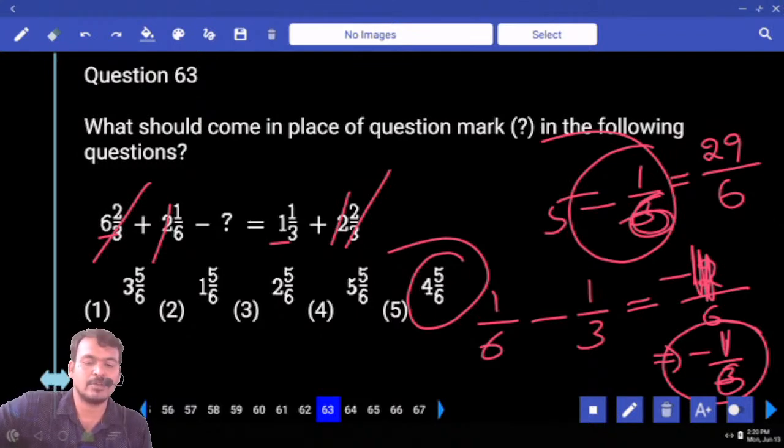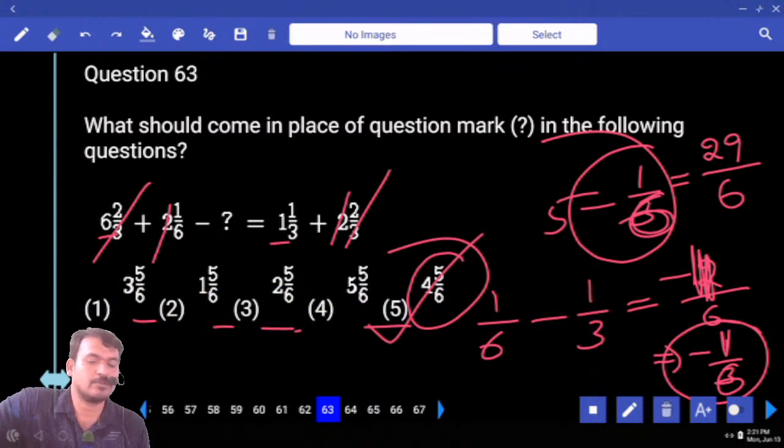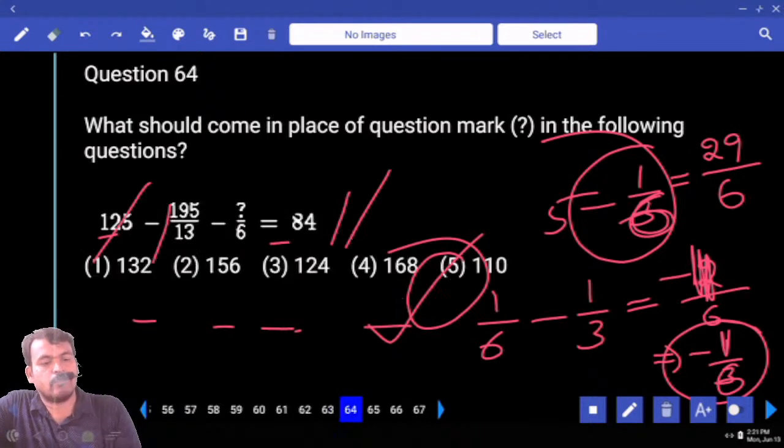5/6. How many options are 5/6? All the options are 5/6 or not? But the answer must be less than 5 but nearby 5. Which one is less than 5 but nearby 5? Fourth option or not? Sorry, fifth option or fourth option? Fifth option or not? Less than 5 but nearby 5. Which option is nearby 5? Fifth option or not? Next question number 64.